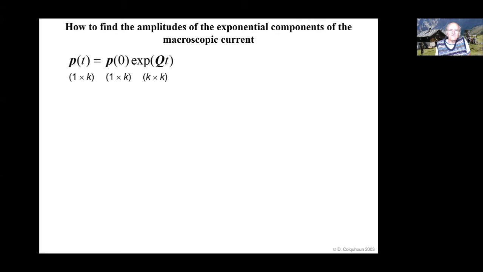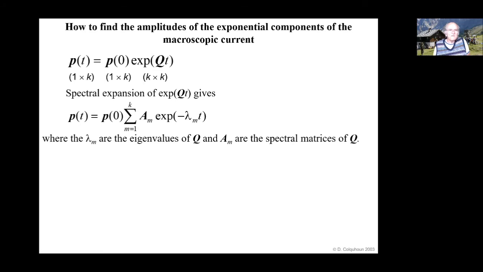So now we can go on to see how you find the amplitudes of the exponential components of the macroscopic current. We've got this expression here. The occupancies at time t are equal to the occupancies at time naught times e to the Qt. We now use this wonderful spectral expansion trick to express e to the Qt in terms of the spectral expansion matrices and the eigenvalues of the Q matrix. You've got to add up these K terms, because there are K spectral expansion matrices and K eigenvalues.